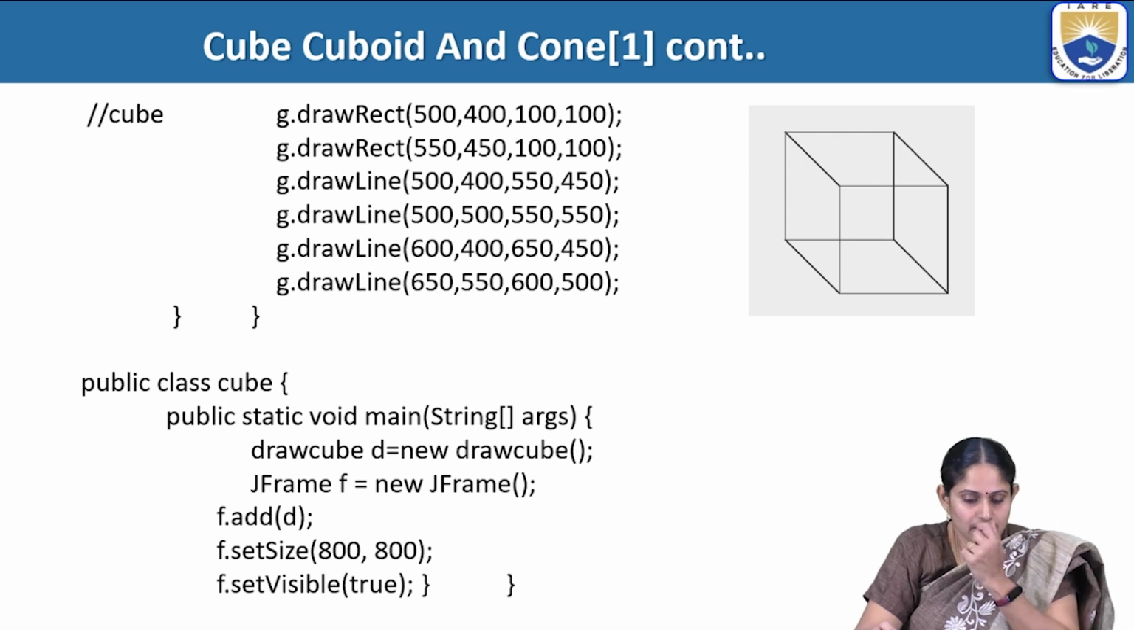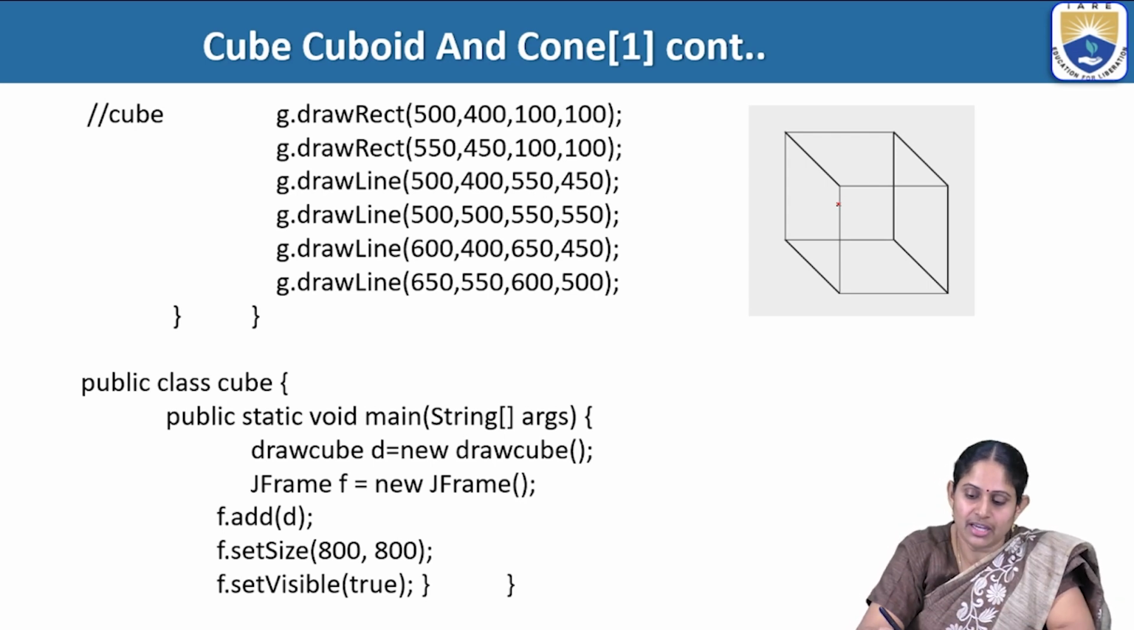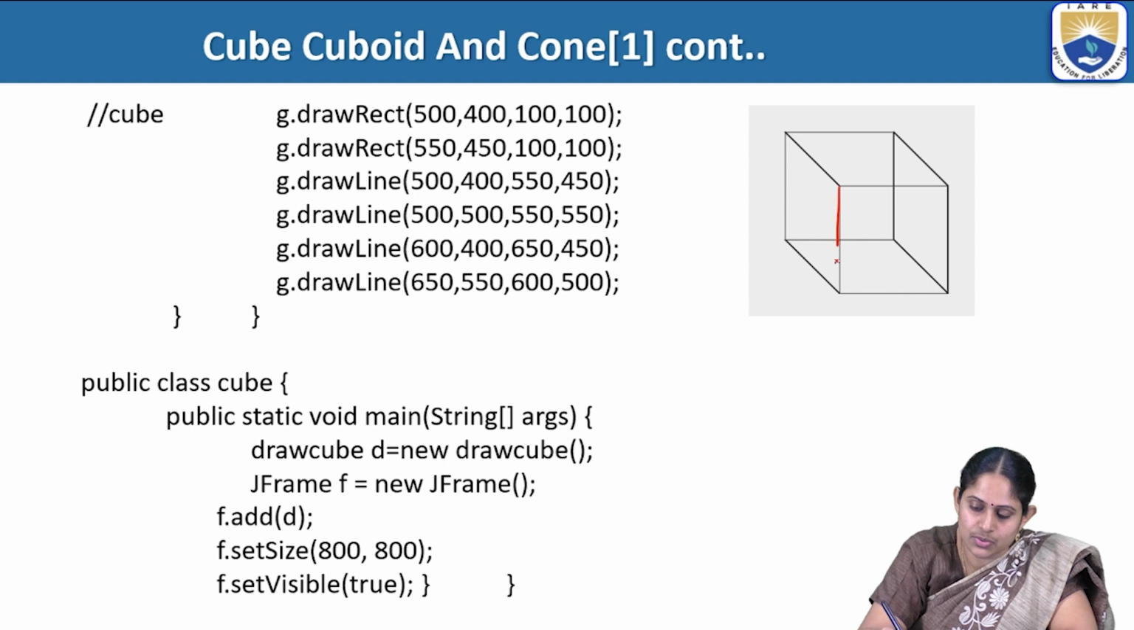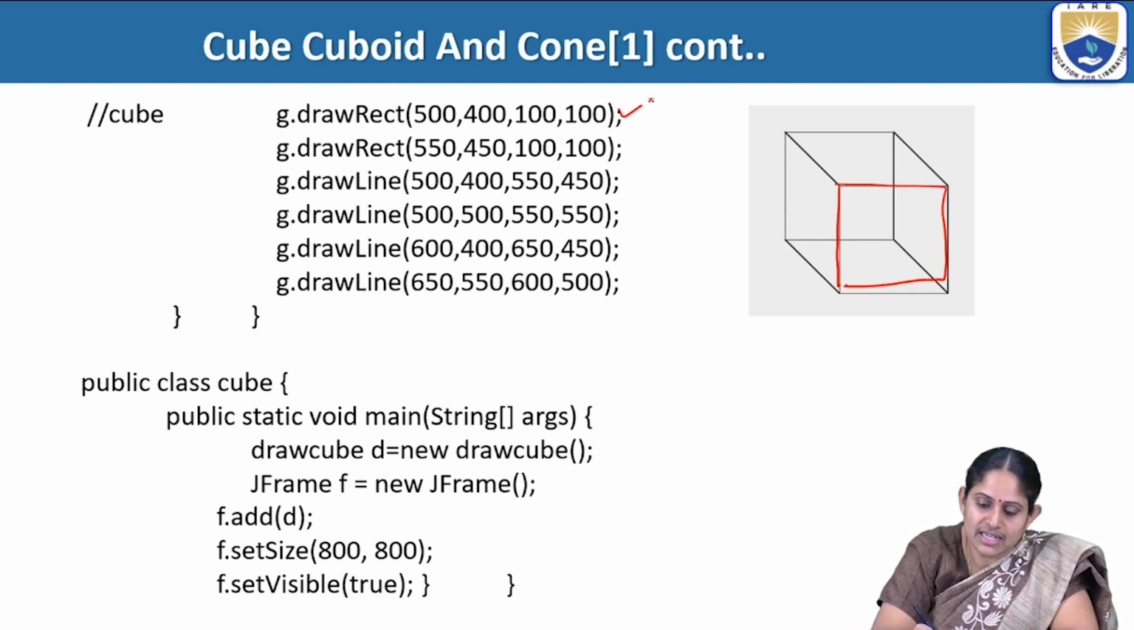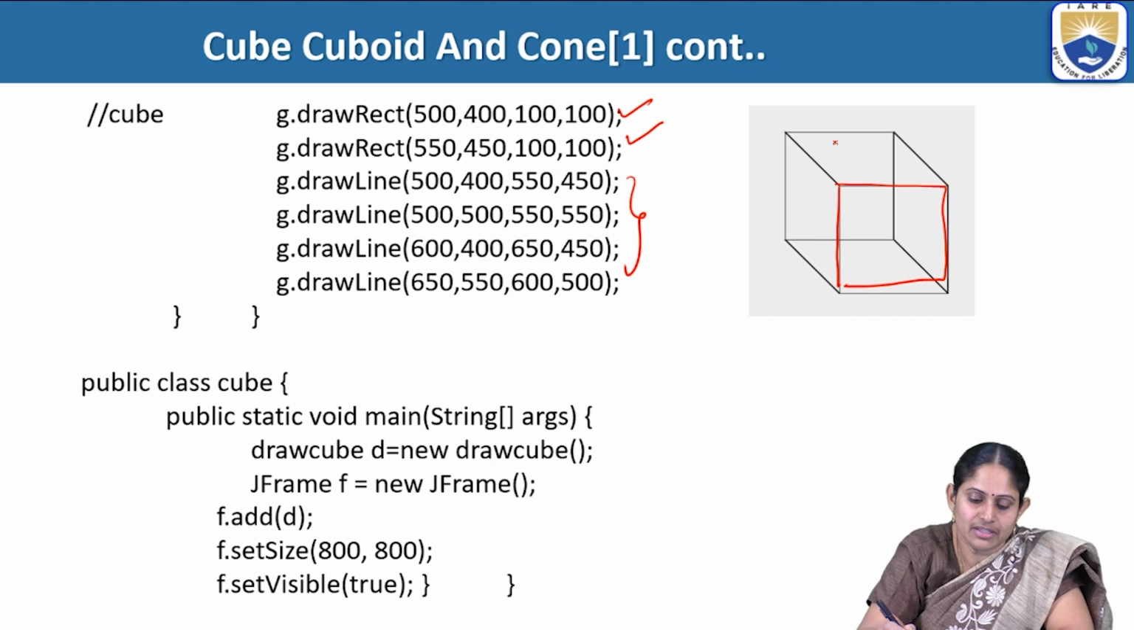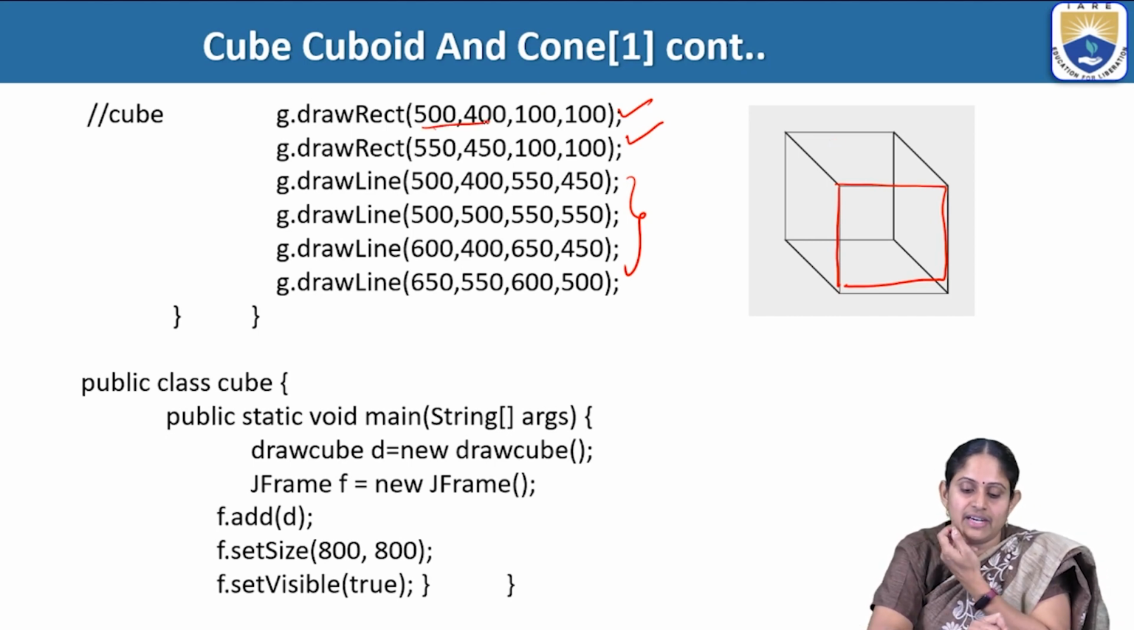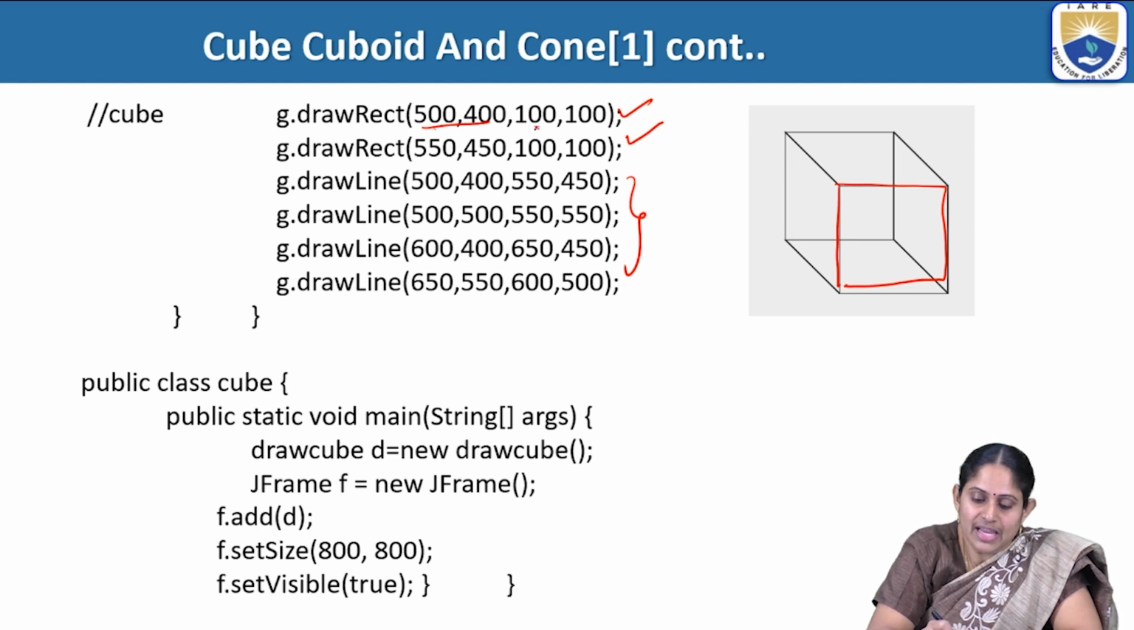Next, we have to draw the cube. To draw the cube, we are using two rectangles and four lines. The two rectangles are drawn first, and the four lines are used to join them. To draw the rectangle, we are starting at 500, 400 and its length and breadth is 100, 100. Similarly, we start the other rectangle at 550, 450 with the same length and breadth.